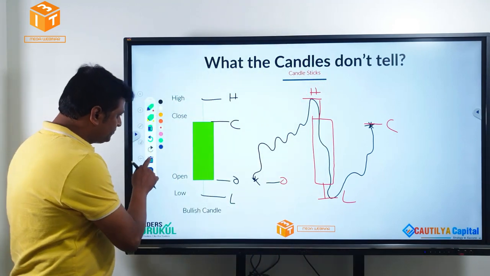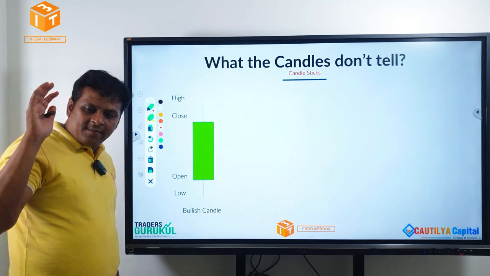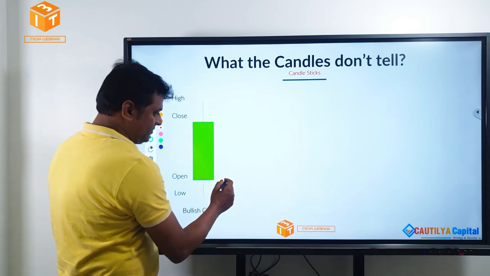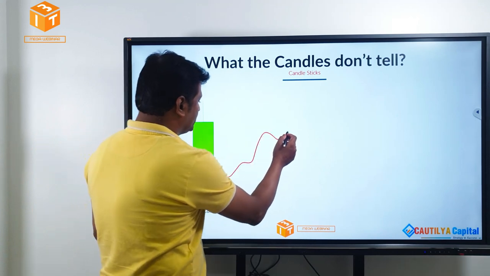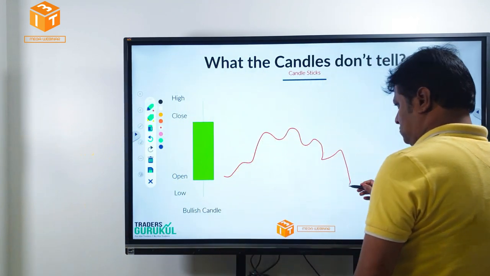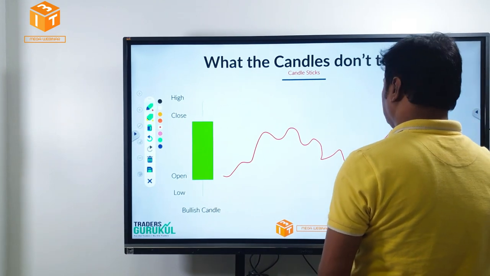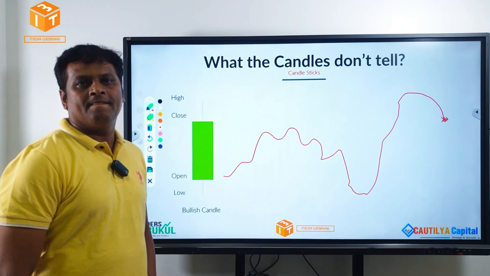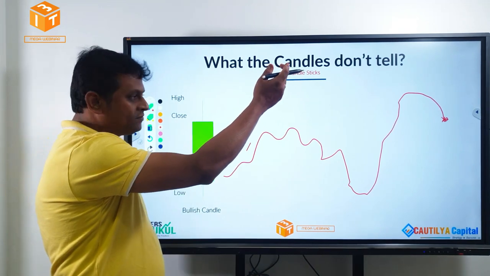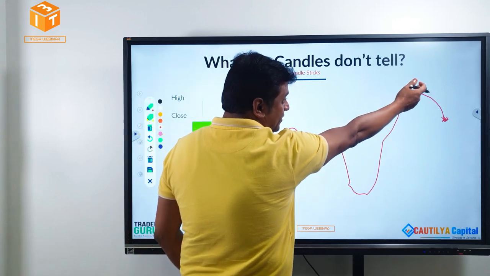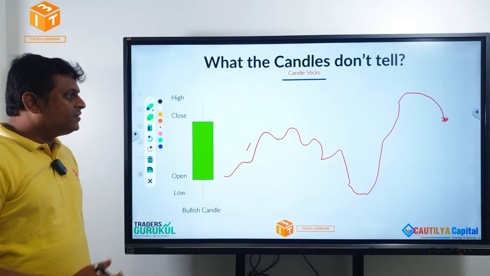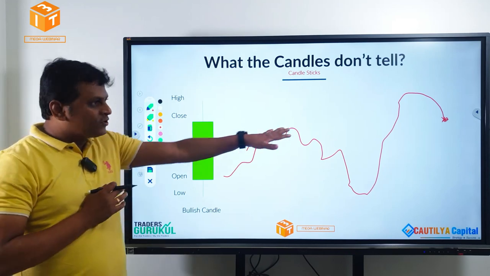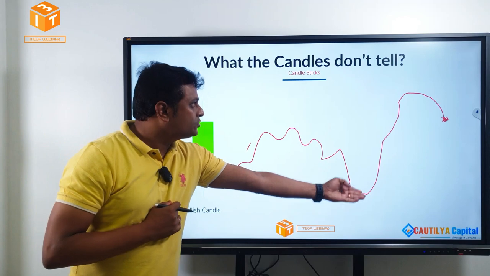Correct? Now, the same candlestick can have an entirely different journey. It can open here, it went all the way somewhere, it formed a low, it formed a high, then it closed. Do you know the difference between these two travel paths? Can you guys visualize what the candlestick has been doing? This is a possible journey, right? Same thing: open, lowest low, highest high and close.